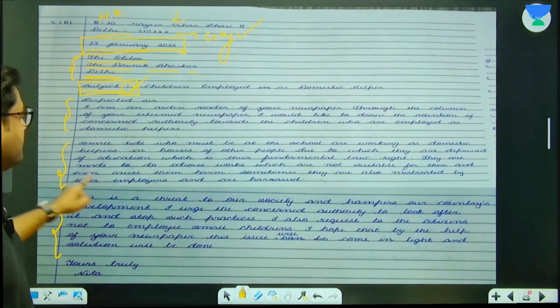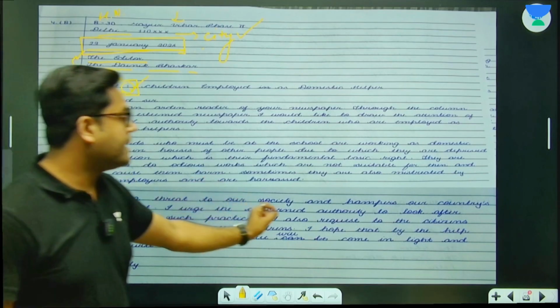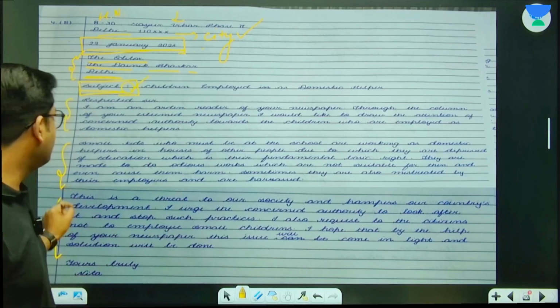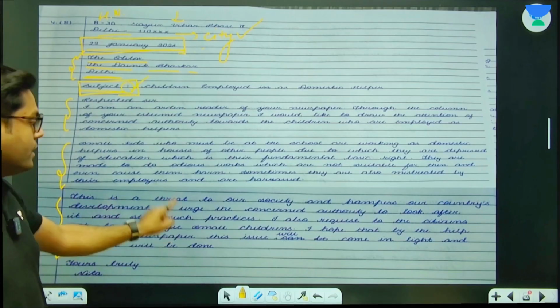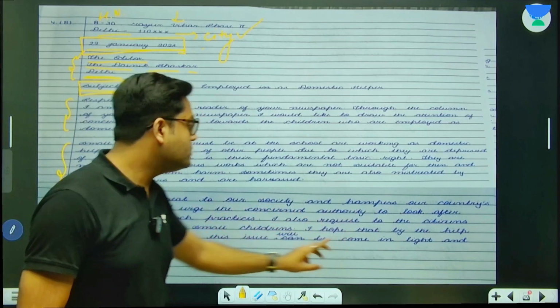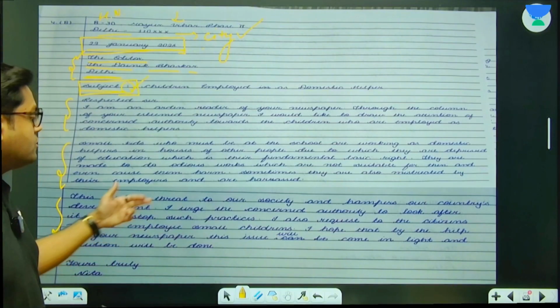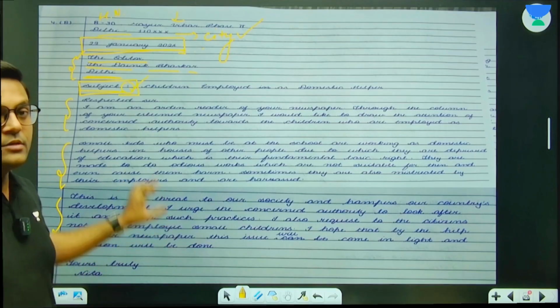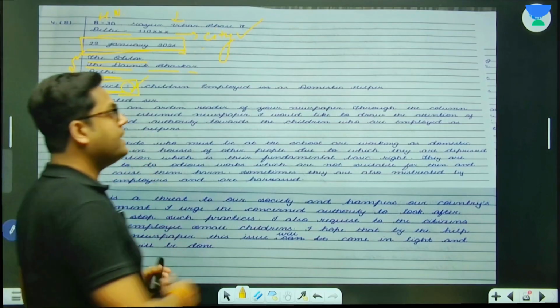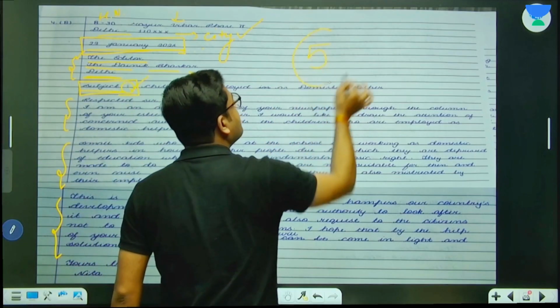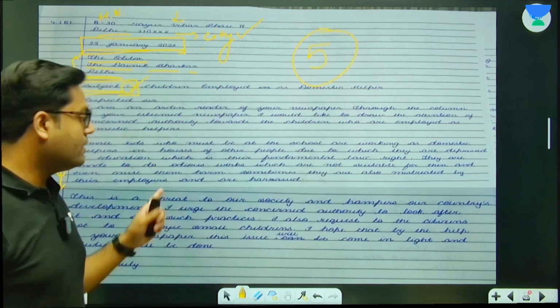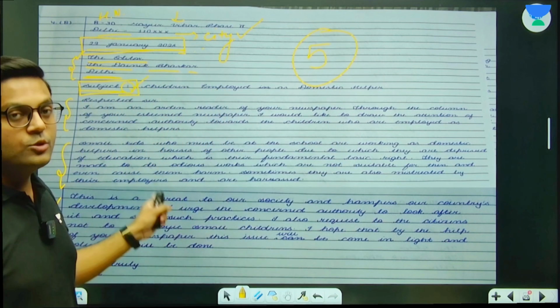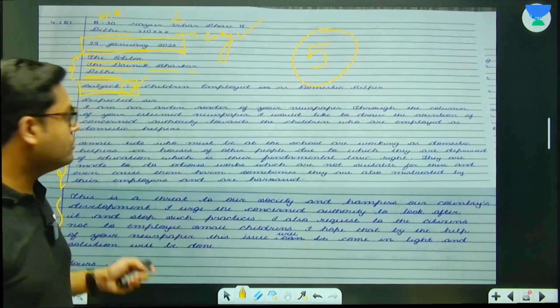Conclusion includes, this is a threat to our society and hampers our country's development. So I urge the concerned authorities to look after it and stop such practices. So she has written the conclusion very nicely. So therefore, she is going to get complete marks, which is 5. All right. Now you know which mistakes need to be avoided and what you should do.